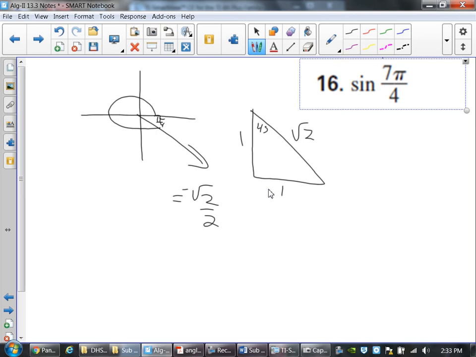I thought it was both, because it was both negative. What happens here is this is positive and then negative, so the sine value is negative. I got the quantity mixed up. Okay. All right.